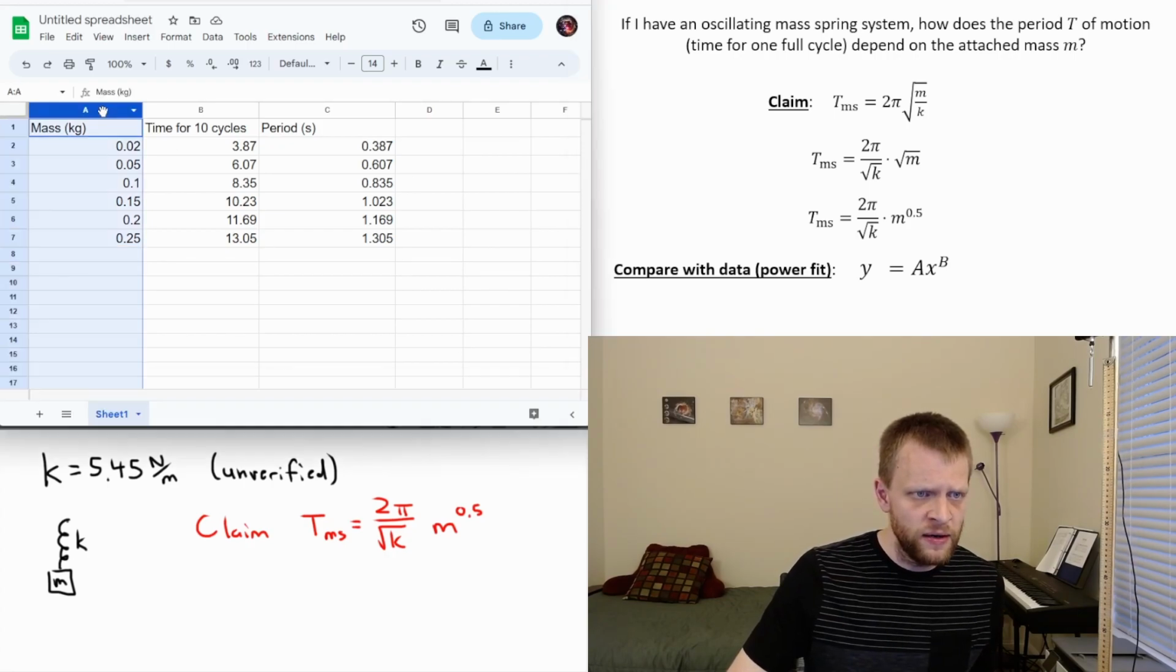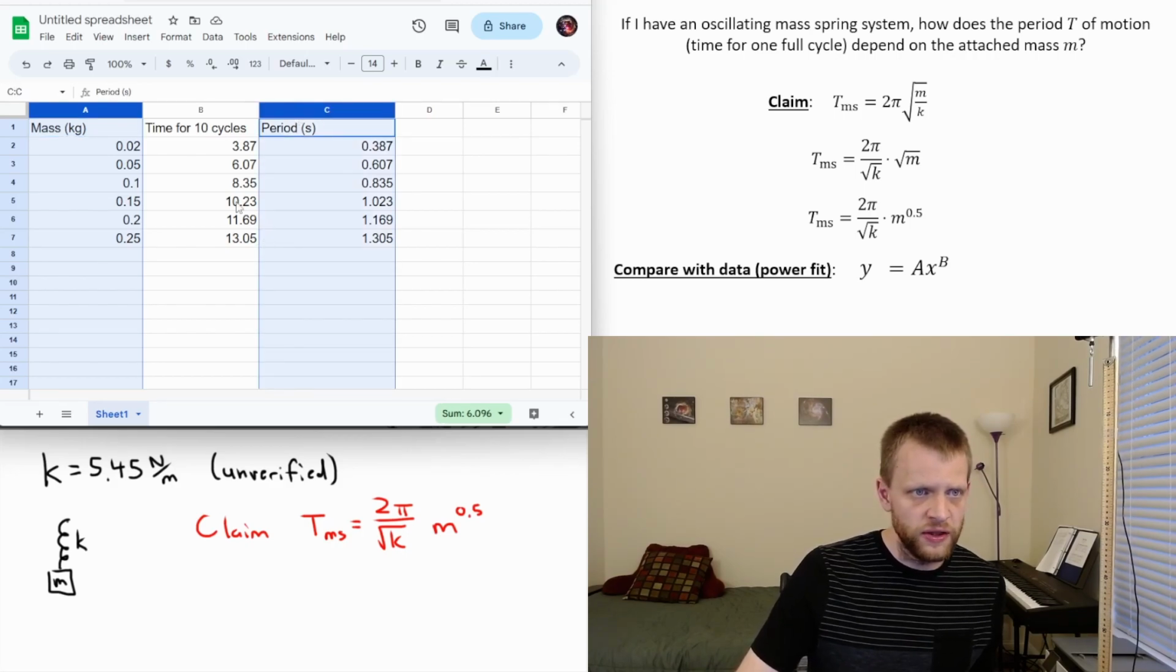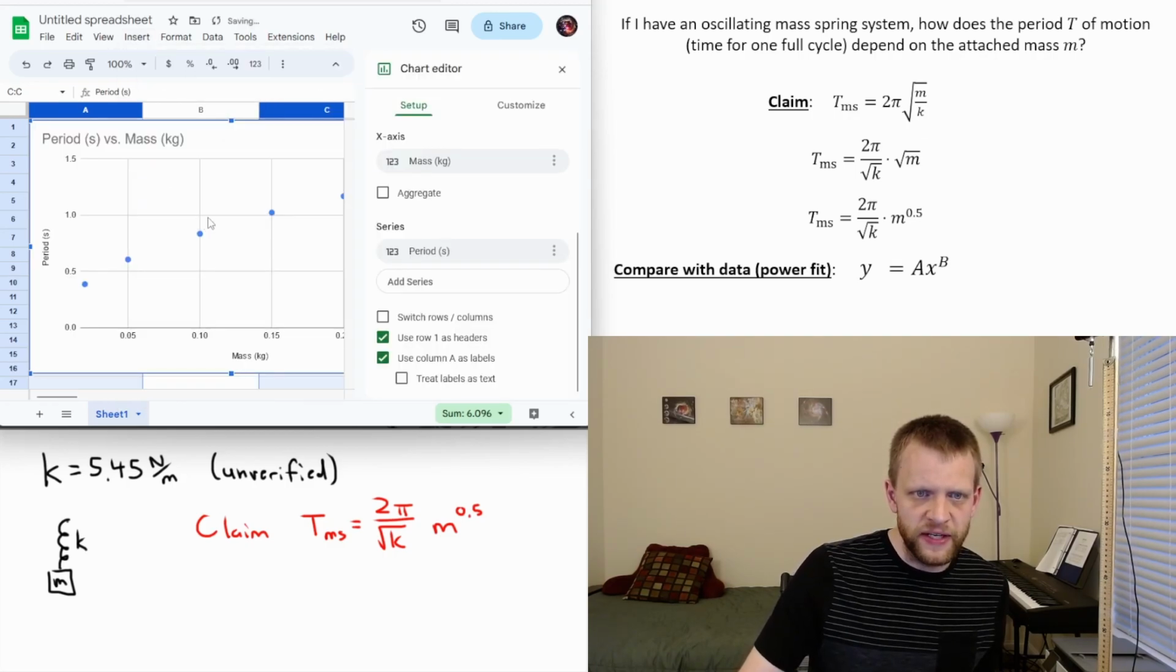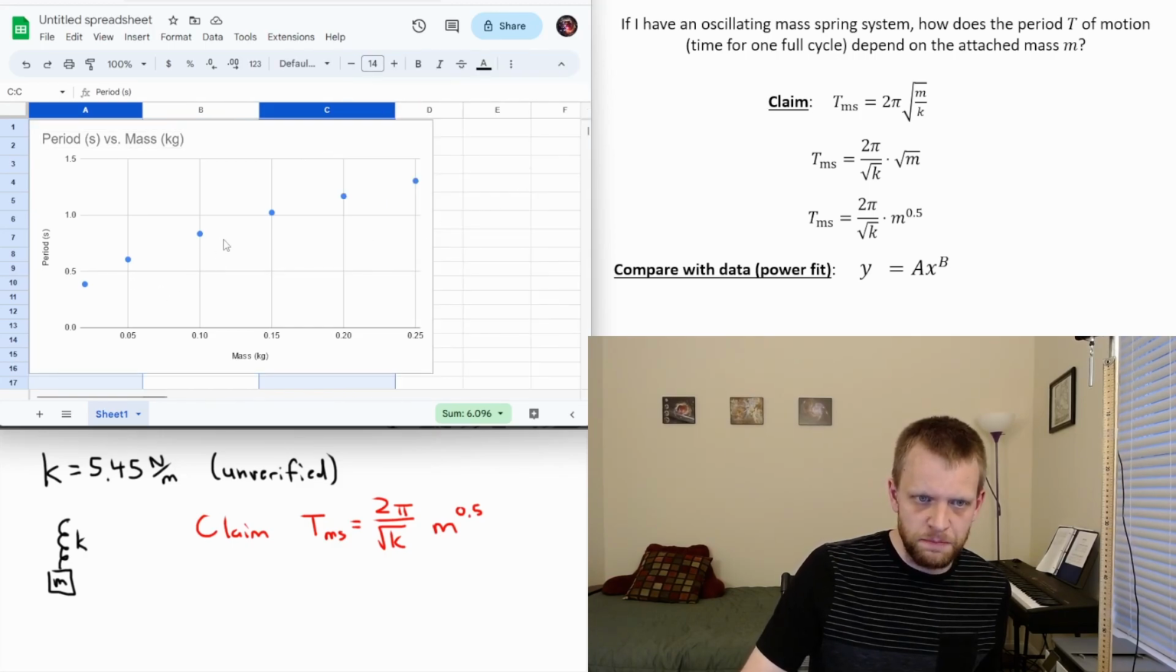So if I look at that column, I want mass on the horizontal axis, and I want the period of motion on the vertical axis. So I can highlight those columns, insert a chart, and let's see if it gets me the right kind of chart. So it looks like a scatter plot. These data points look like they're doing the thing that I want. I have mass on the horizontal axis, I have period on the vertical axis, so that seems to be matching up fairly well. So again, we get this particular set of data.